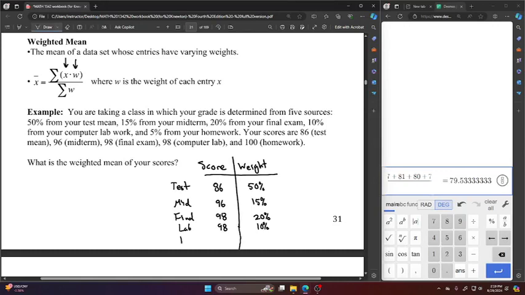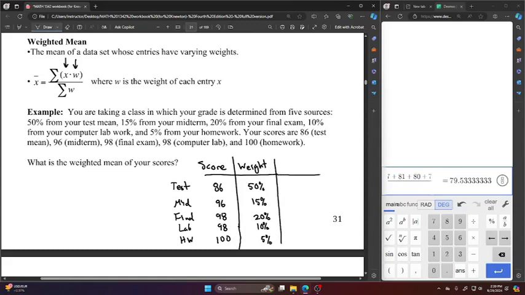And then we have homework. And that's a 100. Oh, yeah. But it was only worth 5%. Oh. So far, so good. What we need to do is multiply these.